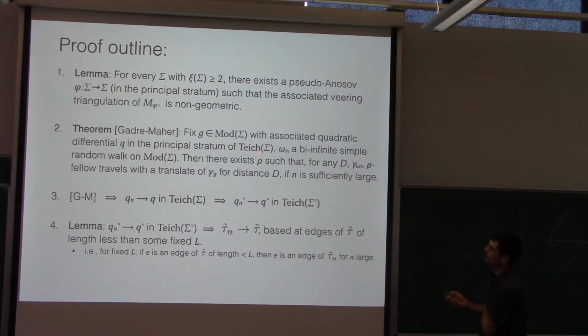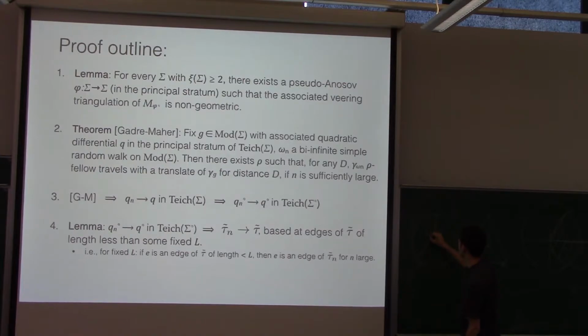Okay, so this theorem implies that Qn, the quadratic differential associated to my random word at step n, and Q, the quadratic differential associated to G, so this implies that Qn converges to Q in Teichmüller space.